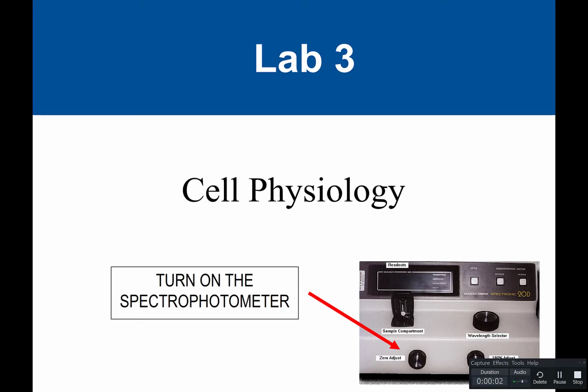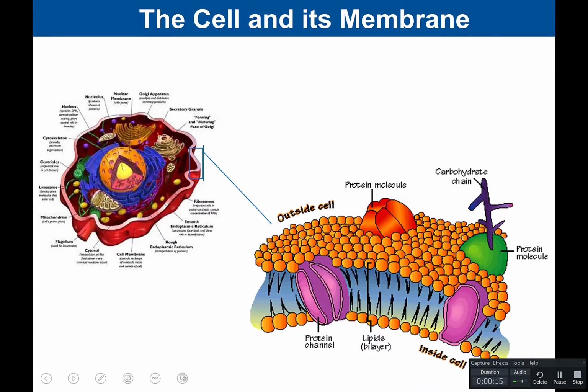So in this lab, we are going to look at cell physiology. And to do that, we are going to use what's called a spectrophotometer. And I'll explain more about that in just a moment. So the main part of the cell that we're looking at today is going to be the cell membrane.